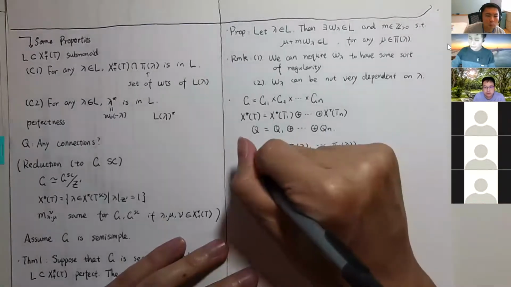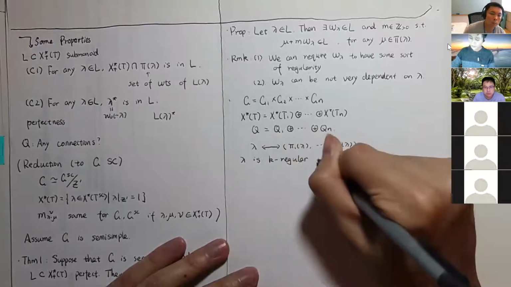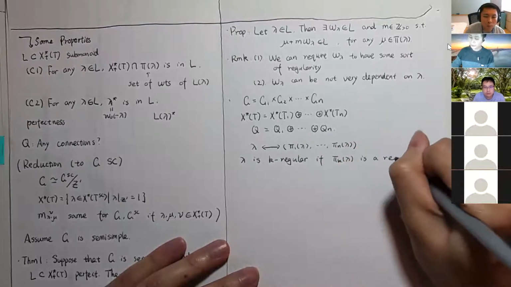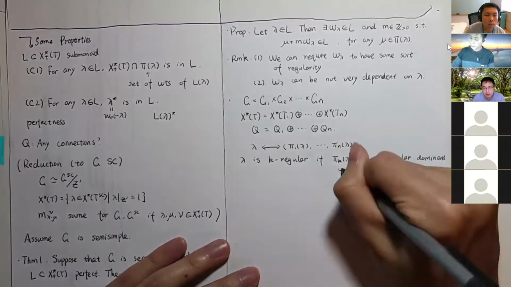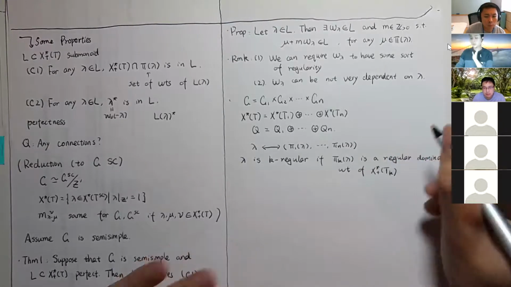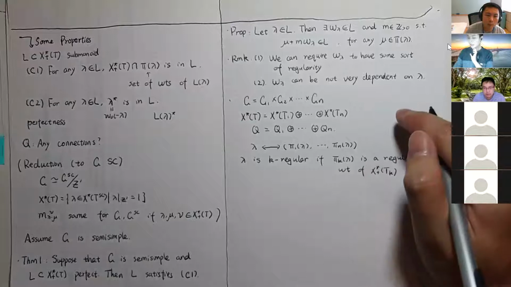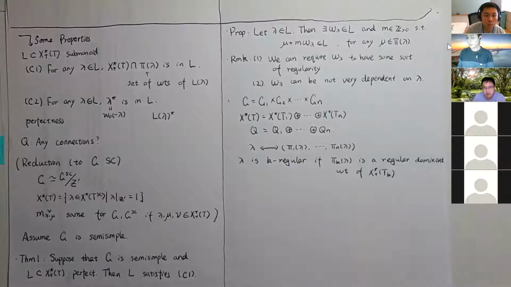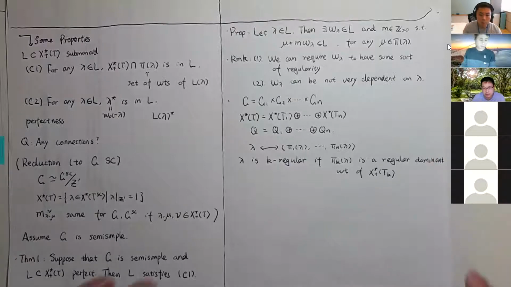Now we say that λ is called k-regular if π_k(λ) is a regular dominant weight of X*_+(T_k). A regular dominant weight means that for dominant, λ(α_i^∨) is greater than or equal to 0 for all the simple coroots, and if it is regular, then that is strictly greater than 0.